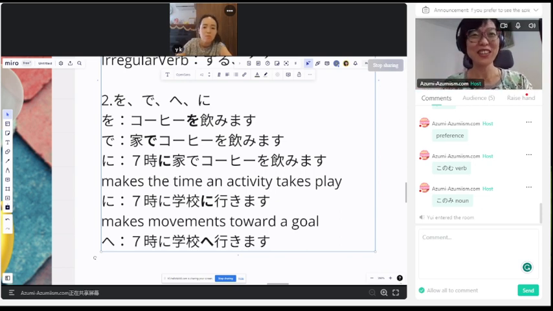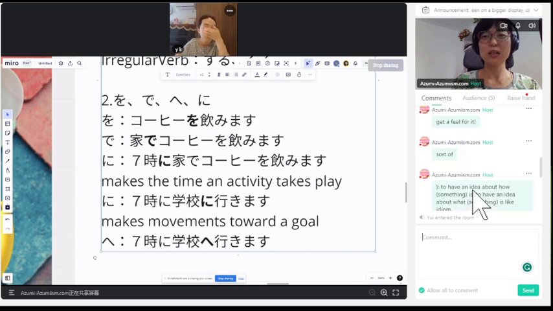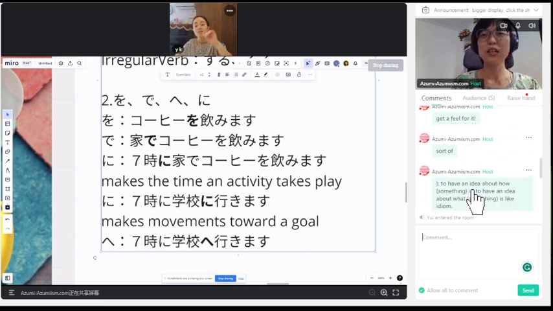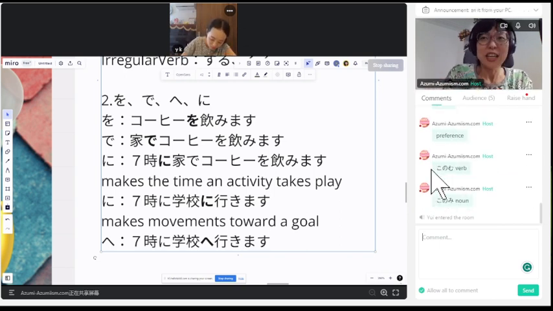Get a feel for it. He's saying to develop a sense for it. We asked Google about that word earlier. Get a feel for it: you're going to have an idea about how it is, have an idea about what it is. So you have to get a feel for it. You have to grow the idea. The sense. This is a sense.